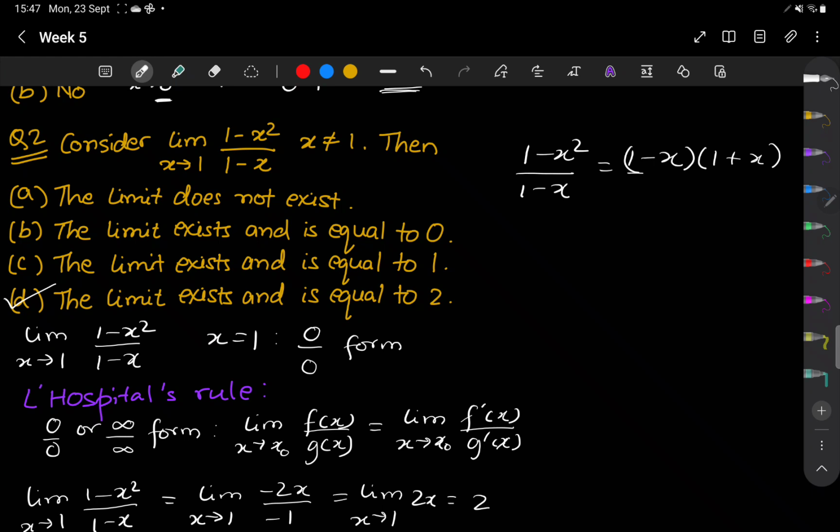This is how you factor it out. And the denominator is 1 minus x, so this term cancels out, giving you 1 plus x only. And now when you just plug in x equals 1, you will get 1 plus 1, which is equal to 2.